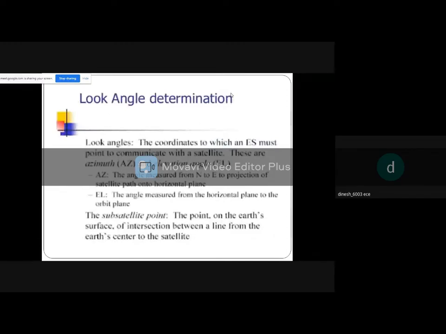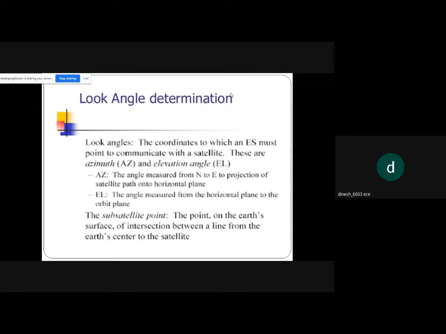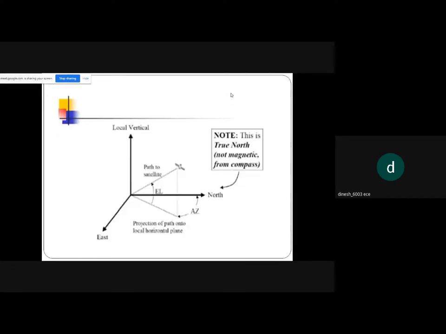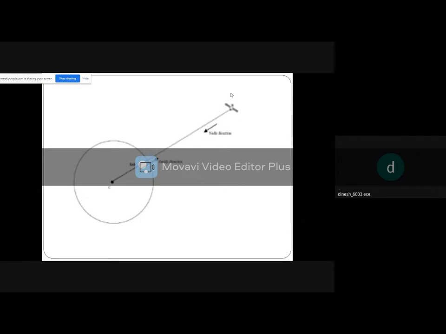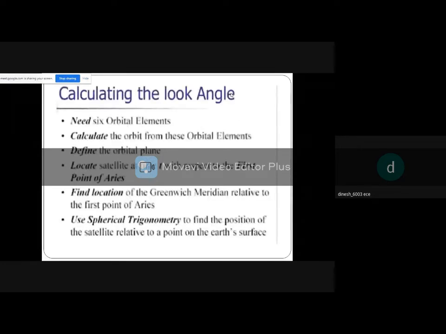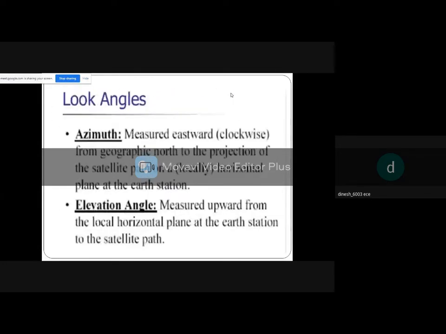So the next topic is look angle determination. We had seen look angle determination, that is, the azimuth angle and the elevation angle, earlier also. The same is being discussed again. Same diagram. Nadir direction, zenith direction. Calculating look angle.